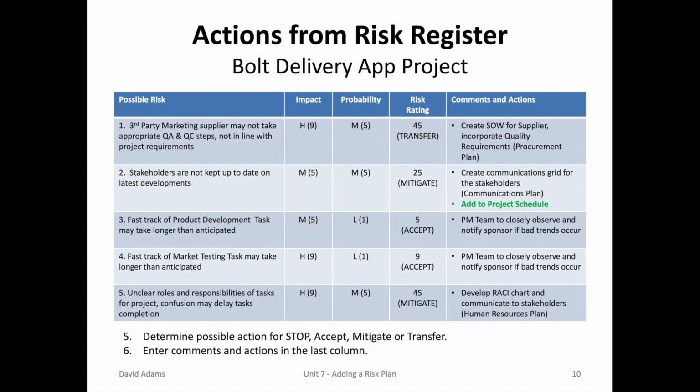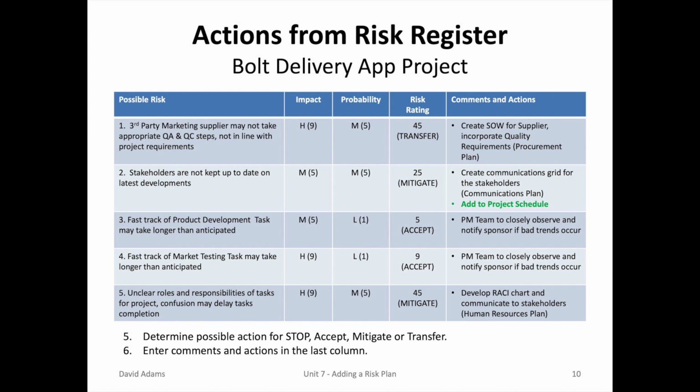The third and fourth possible risk, both fast-track actions on the project schedule, had a 5 and a 9 rating, both in that accept range. That is, the project team will look closely and observe, and if they see something, they'll do it, but there's nothing specifically they need to do in the meantime.